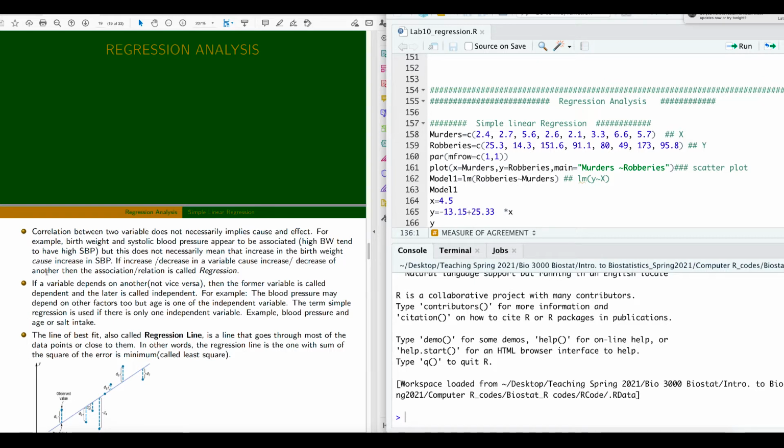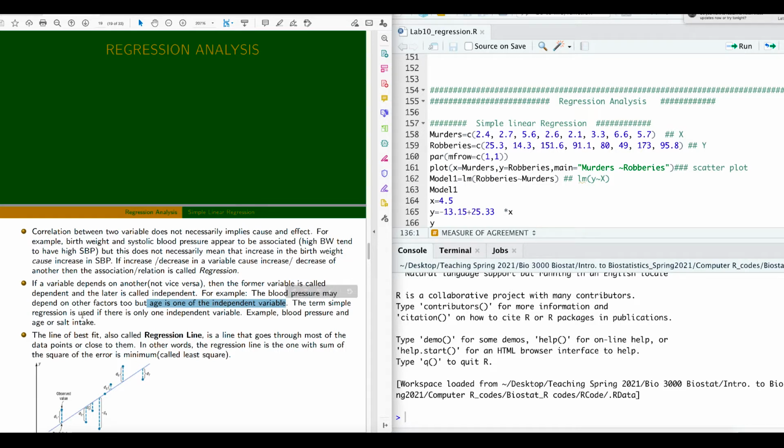Look at that. If a variable depends on the other variable, but not vice versa, then the former variable is called dependent. So the weight is dependent, and height is independent. Weight depends on height, but height does not depend on weight. For example, blood pressure may depend on other factors too, but age is one of the independent variables. So blood pressure depends on age. Whenever the age increases, blood pressure also increases, right?